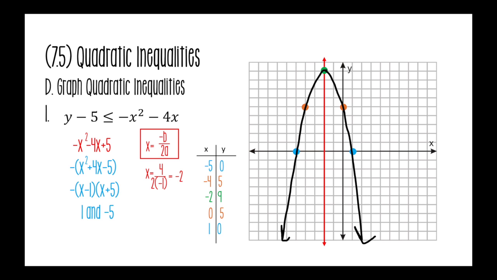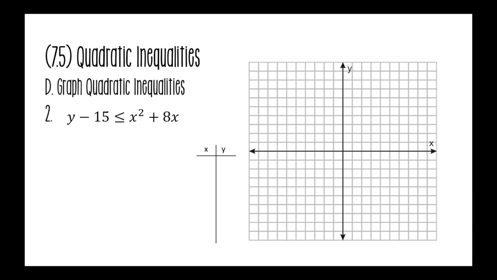Now the part that's new here is the actual shading. Because this says less than or equal to, the equal to makes this a solid line. The less than part is going to tell me to shade everywhere below the line. So that means that this inside is going to get shaded. And you really don't want to think about it as inside or outside initially. You want to think above or below. So if it was above, it would end up all outside in this situation. And if it's below, it ended up all inside in this situation.